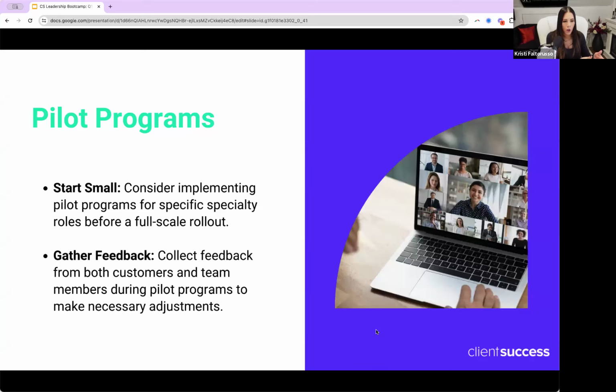This is where we're going to start small and watch it every single step. We need to make sure that we are designing something that is going to be smooth and work effectively. Then you've got to gather feedback.